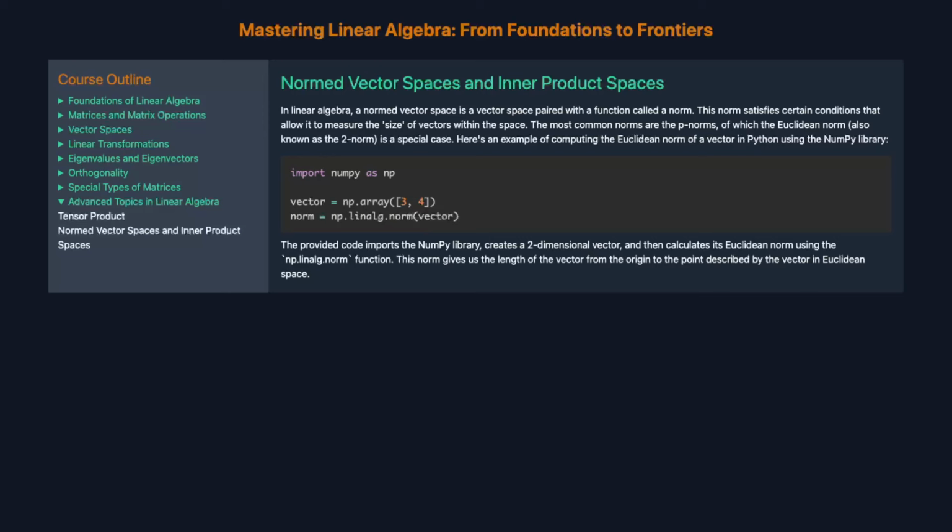The provided code imports the NumPy library, creates a 2-dimensional vector, and then calculates its Euclidean norm using the np.linalg.norm function. This norm gives us the length of the vector from the origin to the point described by the vector in Euclidean space.